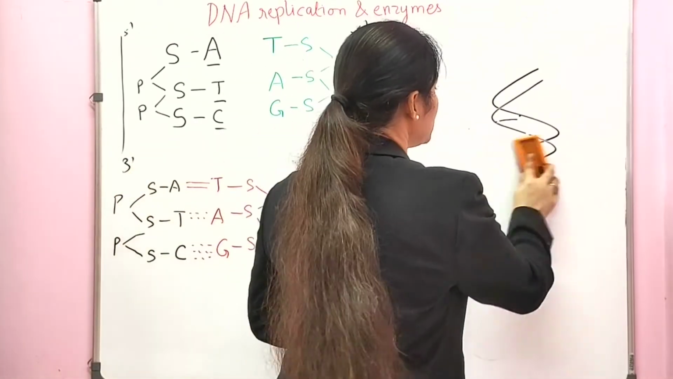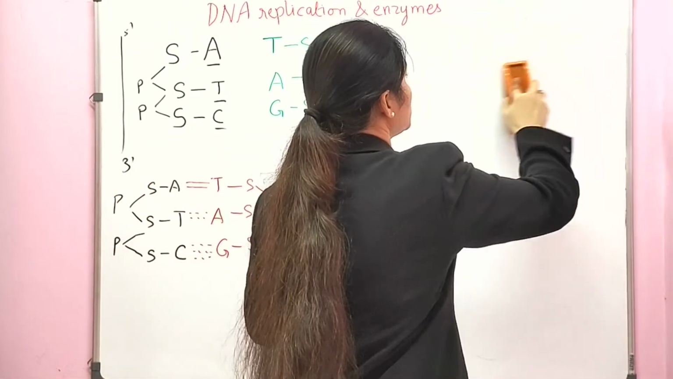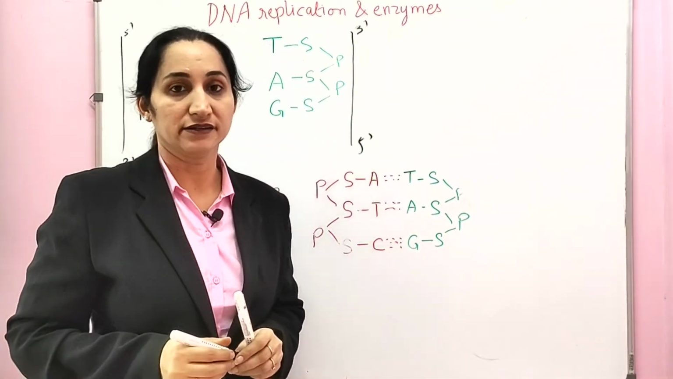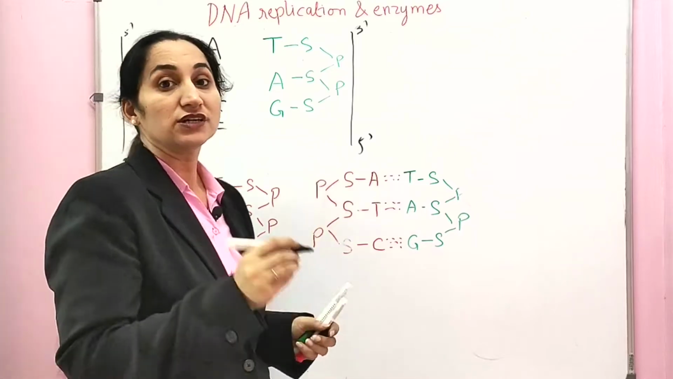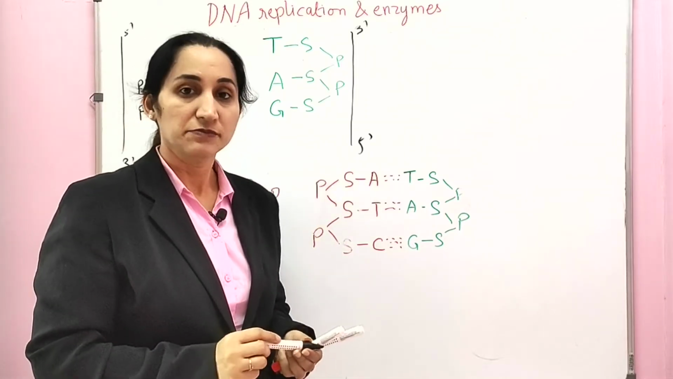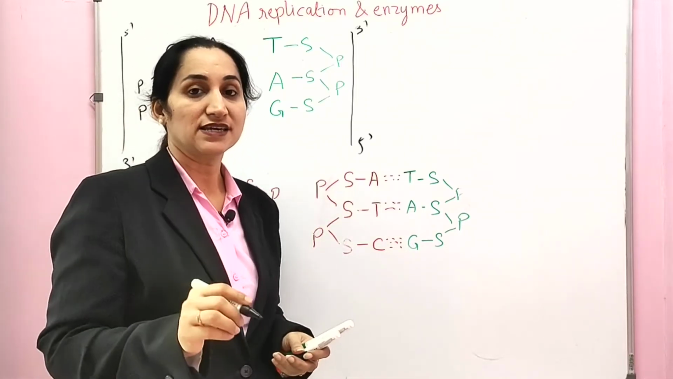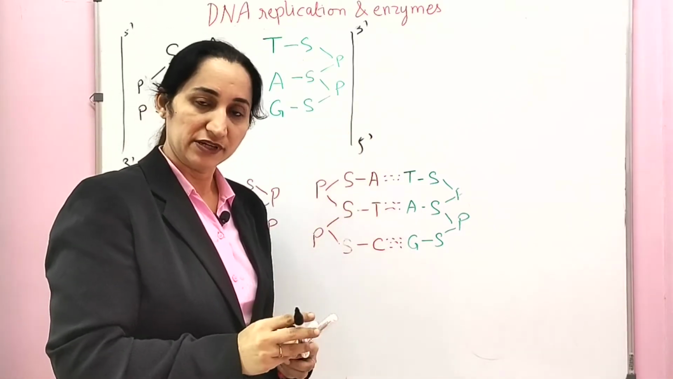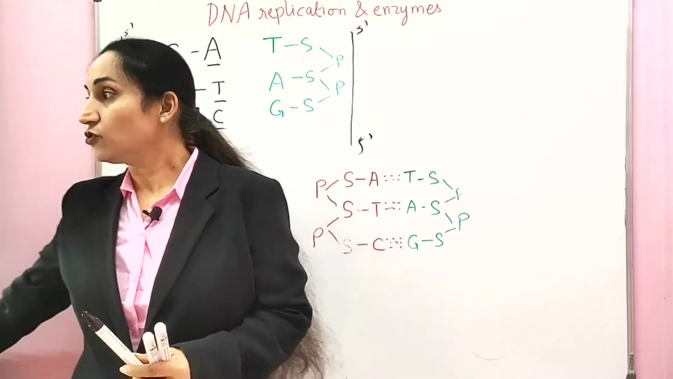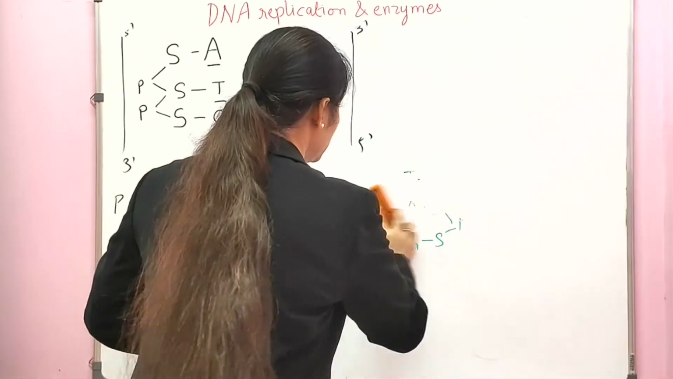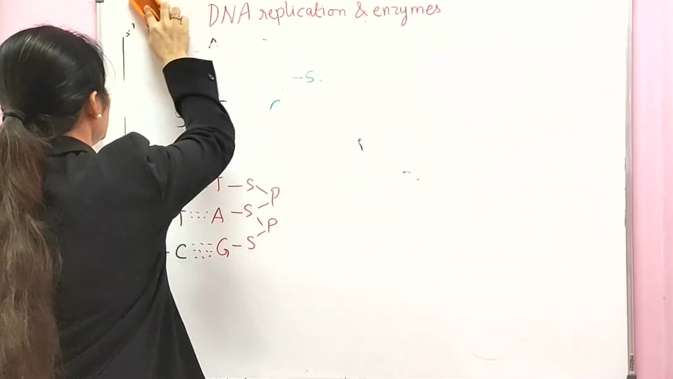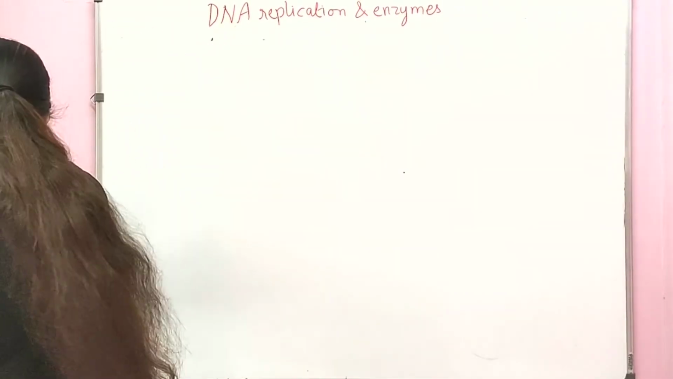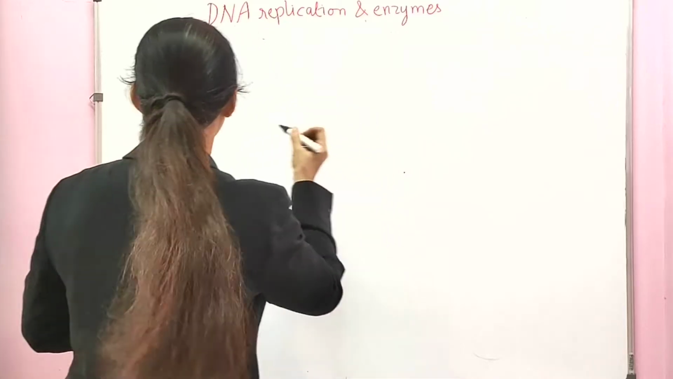Now, this looks very simple, but there are many chances of error, right? And many enzymes and proteins are needed to do this replication correctly without any mistake, as well as many enzymes are required for performing all the steps of this DNA replication, right? First of all, what is needed? First of all, the thing that is needed is to break down the hydrogen bonds, right?